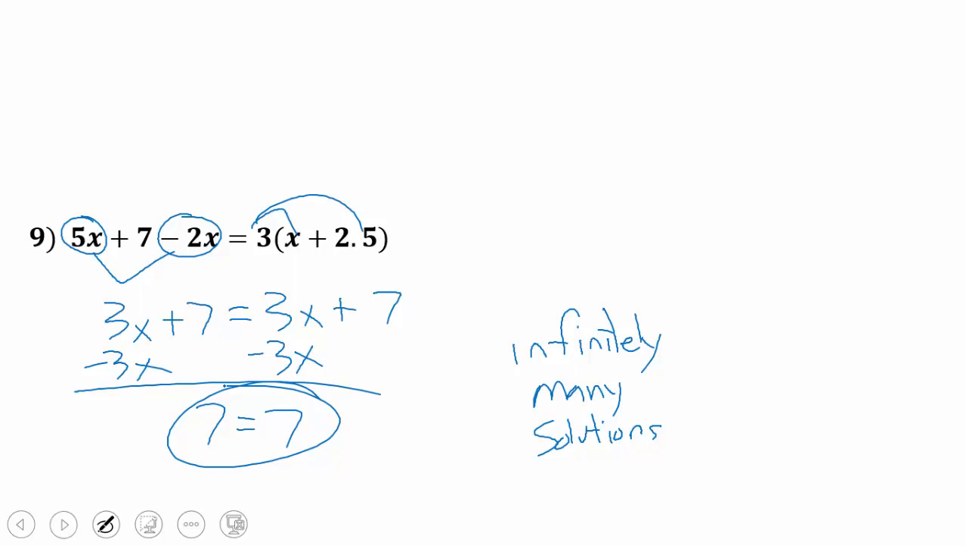Okay, so from now on, when you're solving equations, there might be one solution, just one. There also might be 0 solutions or no solution. And there might be infinitely many solutions.